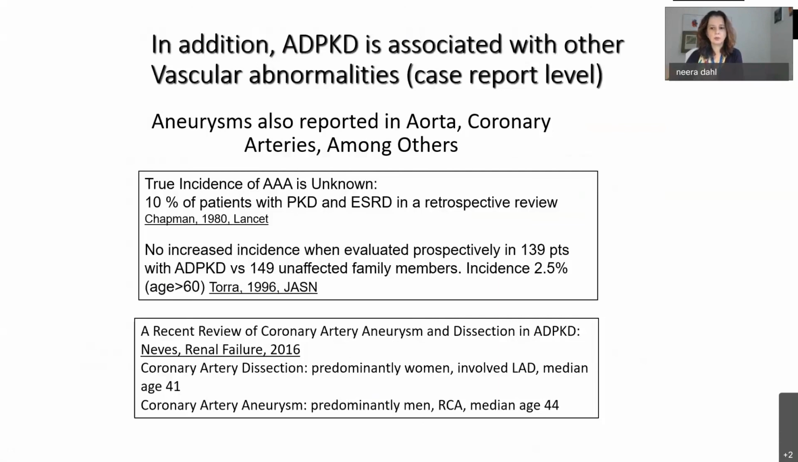In our practice, we've seen a few patients, particularly as they're coming up to dialysis, who have a finding of a widened aortic root, and so sometimes that's an implication for before they go to transplant.